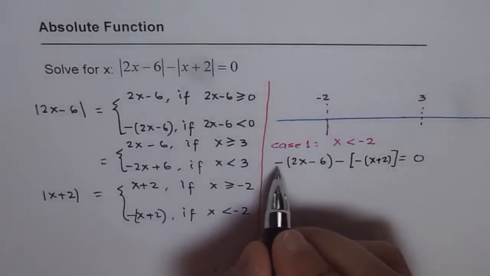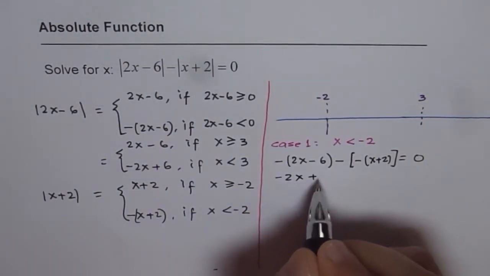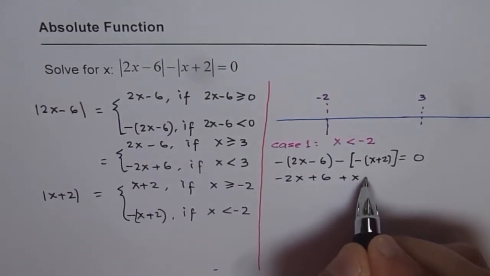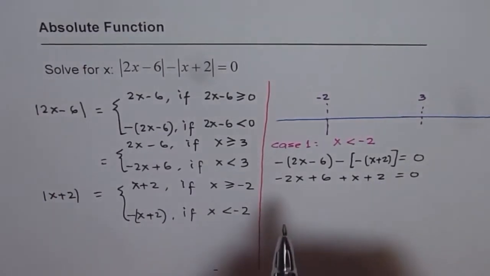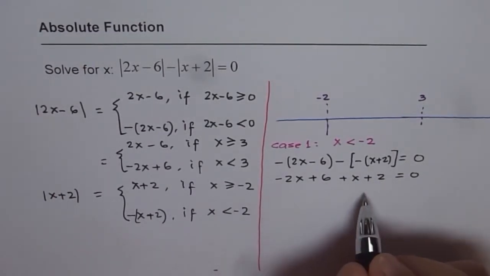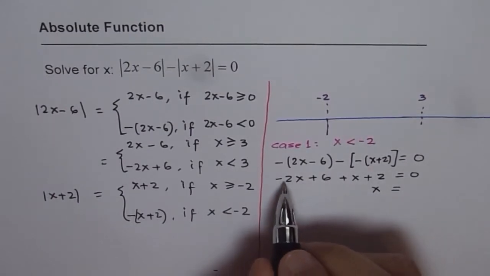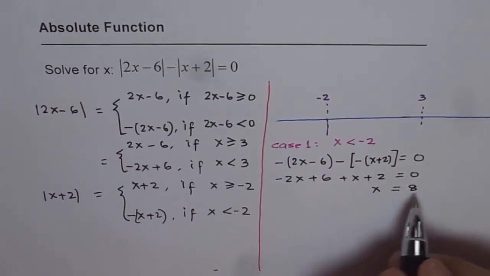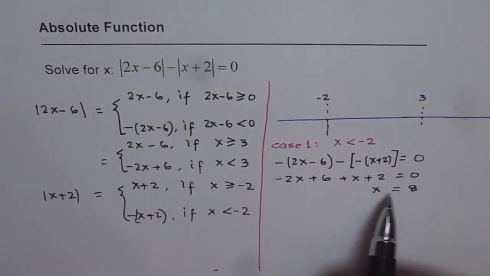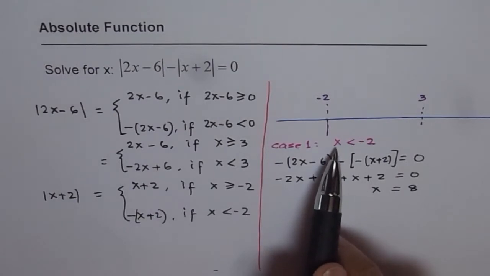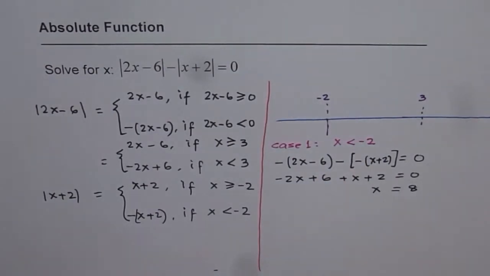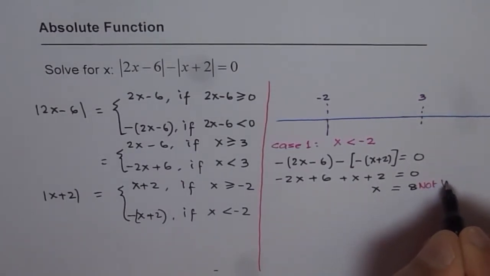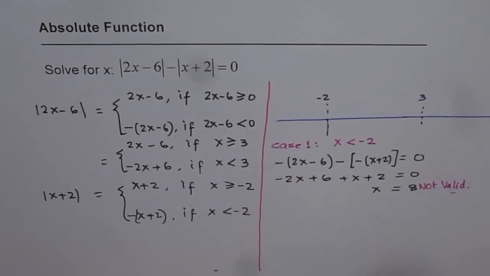So what do we get from here? We get minus 2x plus 6. Now that becomes plus, so we have plus x plus 2 equals 0. Or we can write from here, taking 2x on this side, minus x is equal to minus 8. So x is equal to 8. But x equals 8 is not in the interval x less than minus 2. So that is not a valid solution, right? So not valid. So we'll ignore this solution.